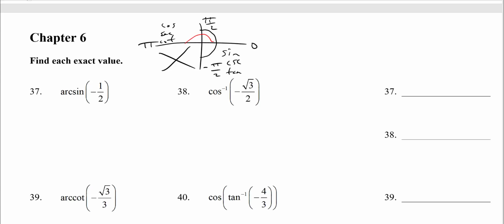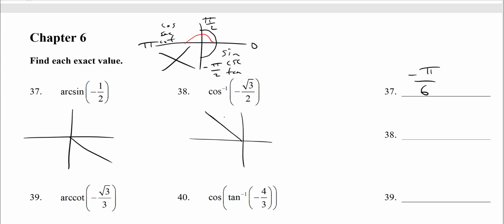Okay, so it's negative, so you know you're going to be in this quadrant. And you're basically saying the sine of what is 1/2? It's 30 degrees or pi over 6, and it's negative, so the answer is negative pi over 6. Okay, cosine, we know we're going to be in this quadrant. The cosine of what is root 3 over 2? It's 30 degrees, that's the reference angle, which is pi over 6, and since we're in the second quadrant, it's pi minus pi over 6, or 5 pi over 6.